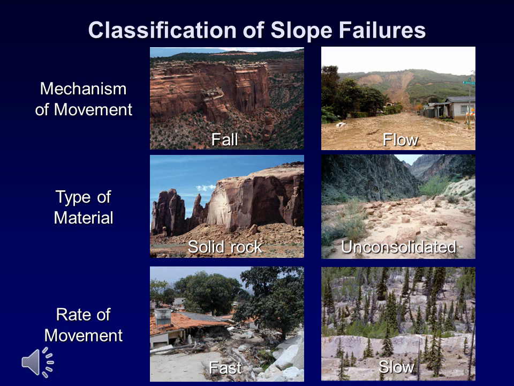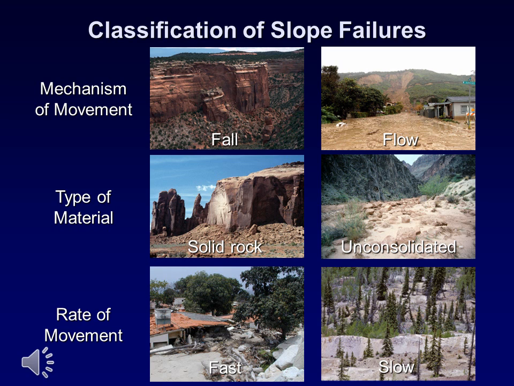Type of material. If it's solid rock, that typically means it's just falling straight off of a cliff or rolling down a hill. They're large, solid pieces that are falling, versus unconsolidated material. It's not cemented together. It hasn't been very well compacted. It's more sediment, and so it's more likely to flow.